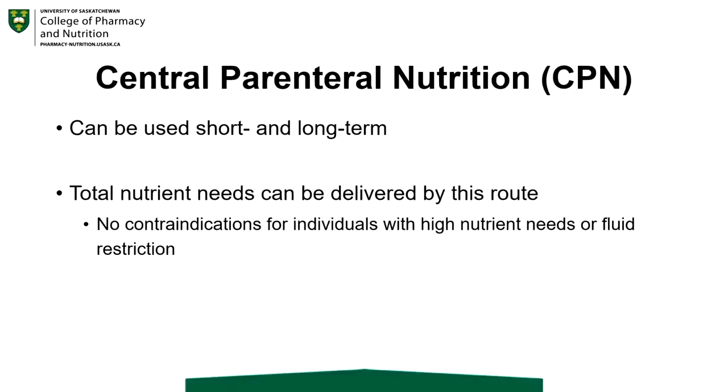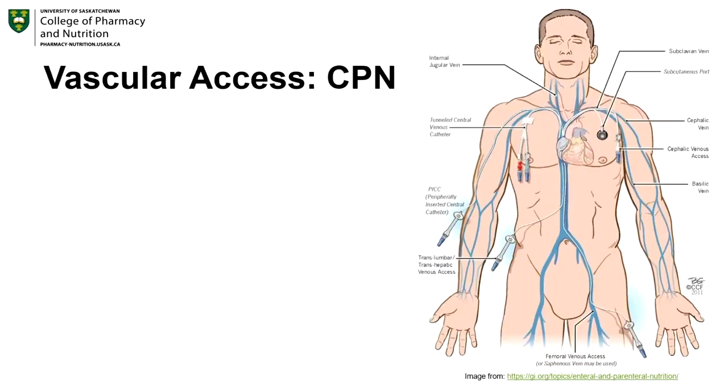In contrast to PPN, central PN can be used up to any length of time and is also the preferred route for starting PN. As the PN solution is being infused directly into a central vein, individuals with high nutrient requirements or with a fluid restriction can receive CPN. For the delivery of CPN, various catheters can be used. Usually the type is dependent on the duration of PN.